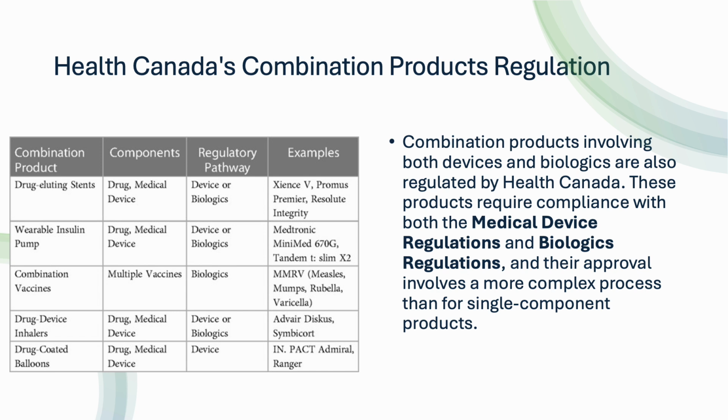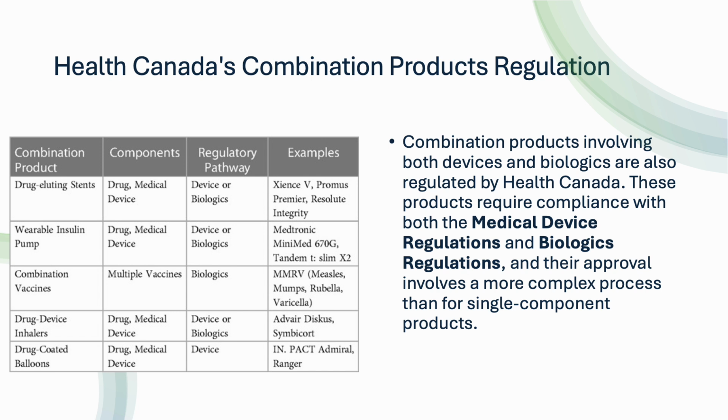So in the table that we can see on the left side of the slide, we can see 4 columns. First column being the combination product, the second being the components, the third being the regulatory pathway, and the fourth being the examples. Now, for the first class or type of combination product, we can talk about drug-eluting stents. Now, the components are a drug and a medical device, a stent. The regulatory pathway is a device or biologics, and examples are, for example, again, Xience 5 or Promus Premier or Resolute or Integrity.